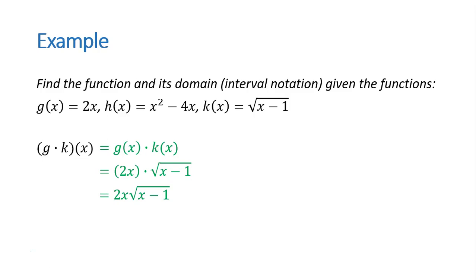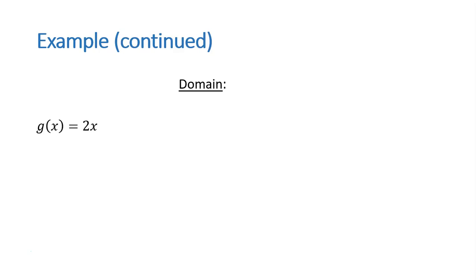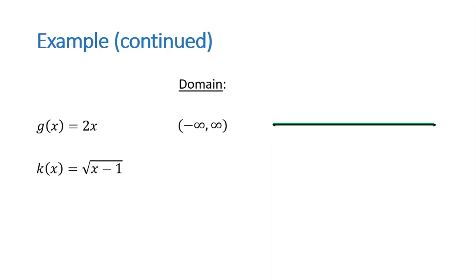So let's look at the domain. Domain's going to be a little more interesting here because we know we have one function as a constituent function where there may be some problems. So we'll see that in just a second. So g of x equals 2x. We already decided the domain for this one was all real numbers. So if we graph it, we have the entire real number line from negative infinity to infinity. Our next function was k of x is equal to the square root of x minus 1.